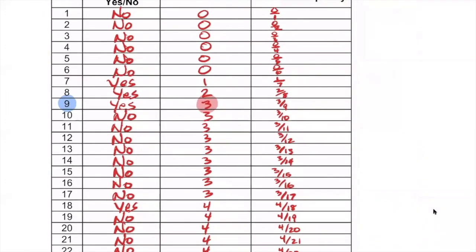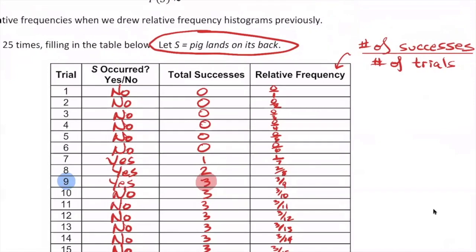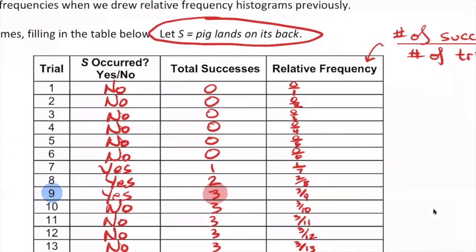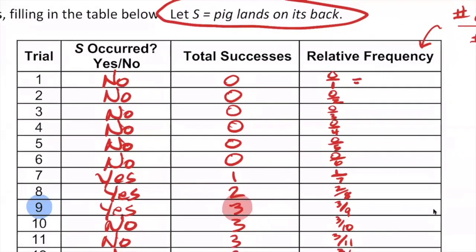So, the beginning is really easy. On the first one, you're either going to have a 0 or a 1. So some of you guys are going to have a 1. So for 0 divided by 1, that's just 0, and so on.